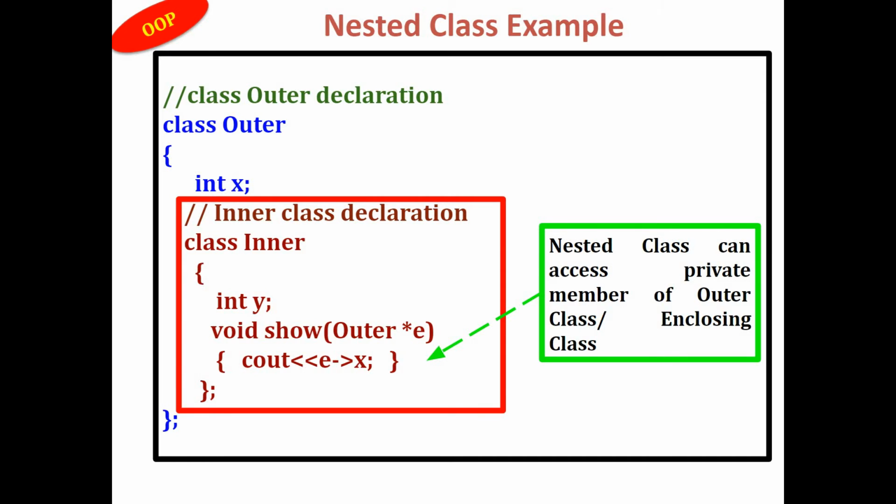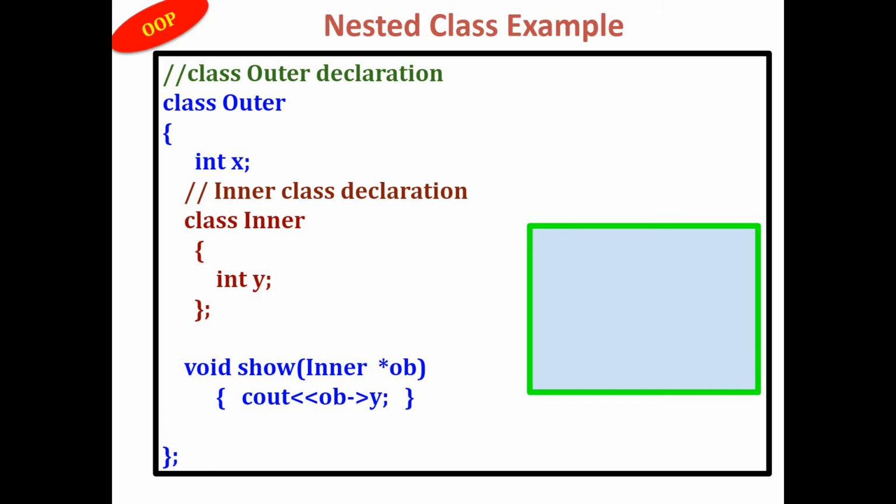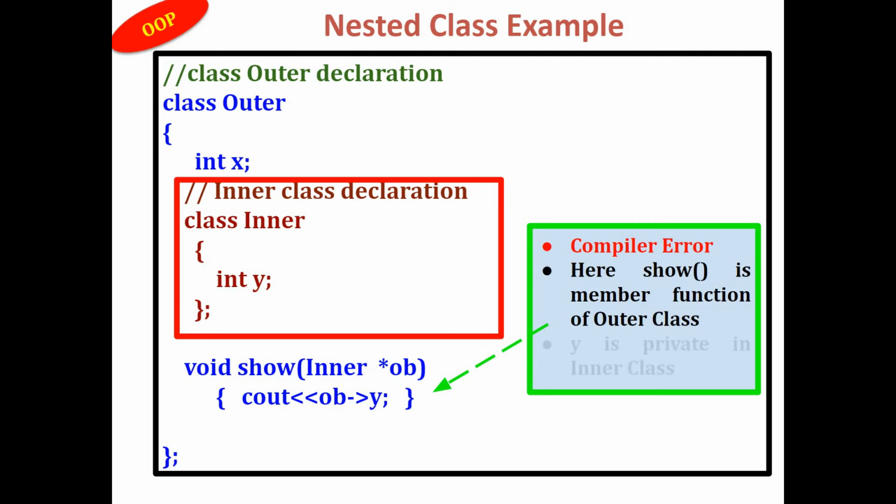So a nested class can access the private members of the outer class. However, vice versa is not possible. That is, outer class members cannot access the private data members or private member functions of the inner class. As we can see over here, Y is a private member of the inner class, and if the show function of the outer class wants to access the Y variable through an inner class object, it will generate a compiler error because Y is private in the inner class.